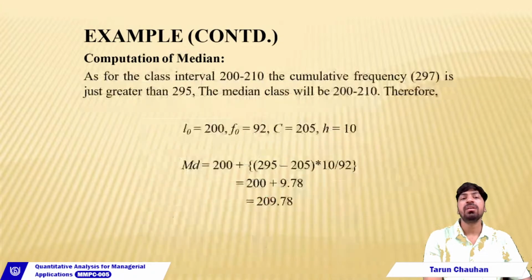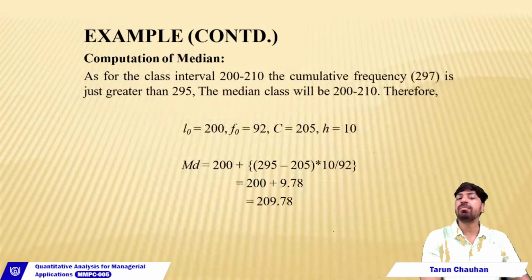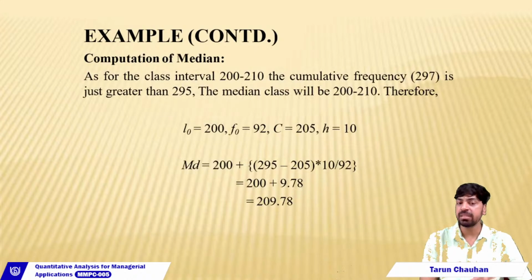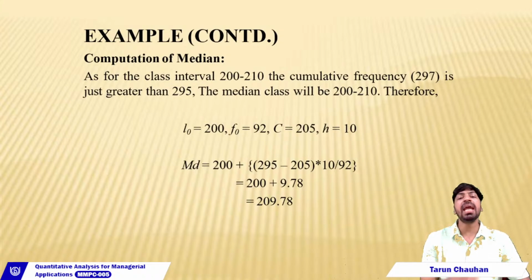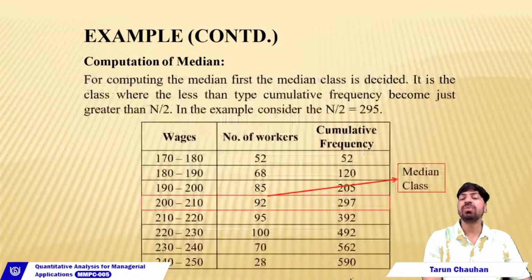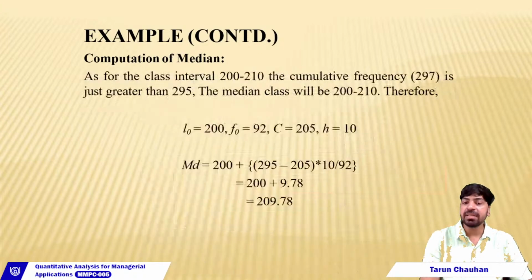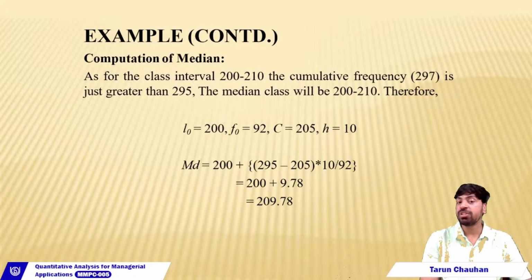This is the formula which is used in the case of median. What is the formula of the median? That is L0, the lower limit, plus n by 2 item, that is 295, minus CF, the cumulative frequency, by frequency, into H, that is C.